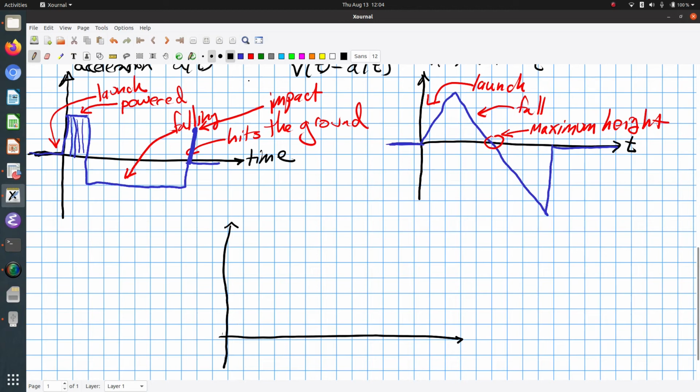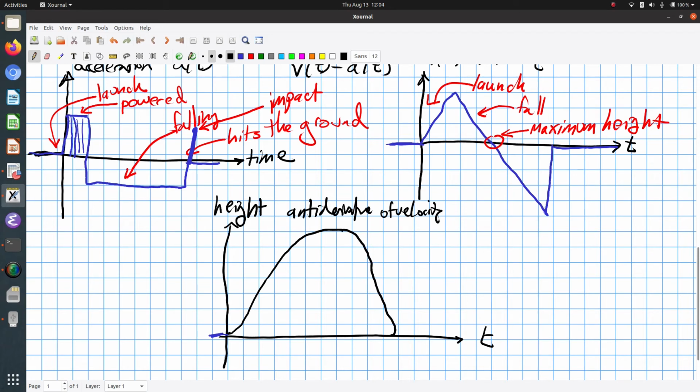So initially my height is 0. This is height, and this is time. This is the antiderivative of velocity. And, well, it kind of goes up and then it starts to coast, hits its maximum peak and then comes back down.